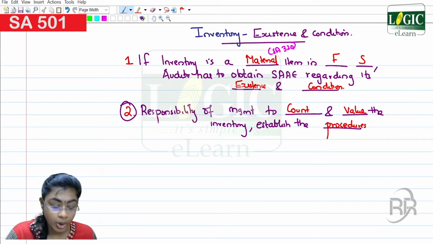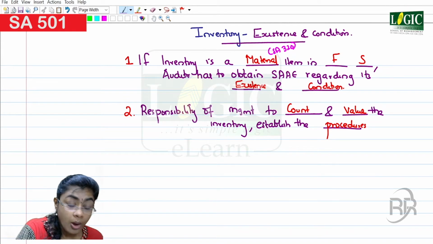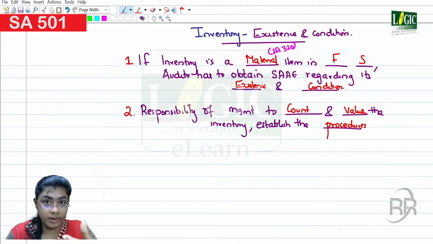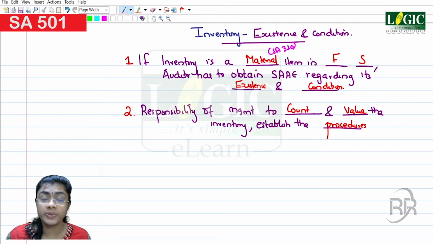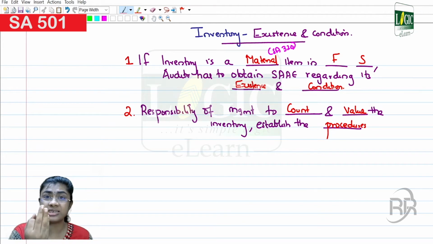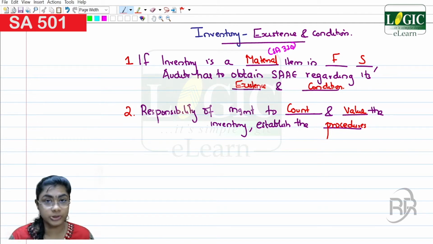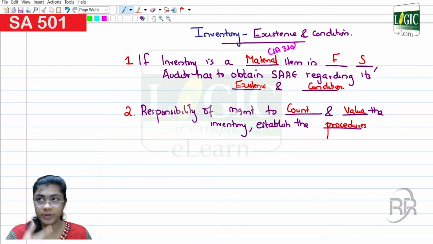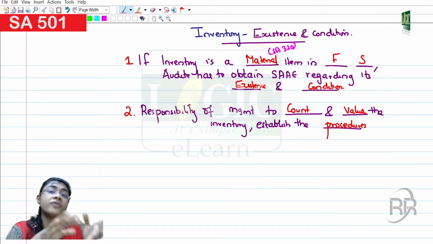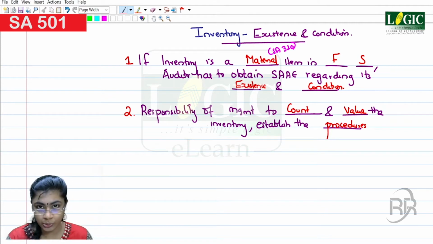Fine. Now, in the second point, we said it's a responsibility of management. As an auditor, what should we do? Auditor should be an observer at physical counting of inventory. If you remember, in the last SA 500, we had studied the procedures, techniques of obtaining audit evidence. 7 techniques are there: inquiry, observation, inspection, external confirmation, recalculation, reperformance, analytical procedure. One of the techniques is observation.